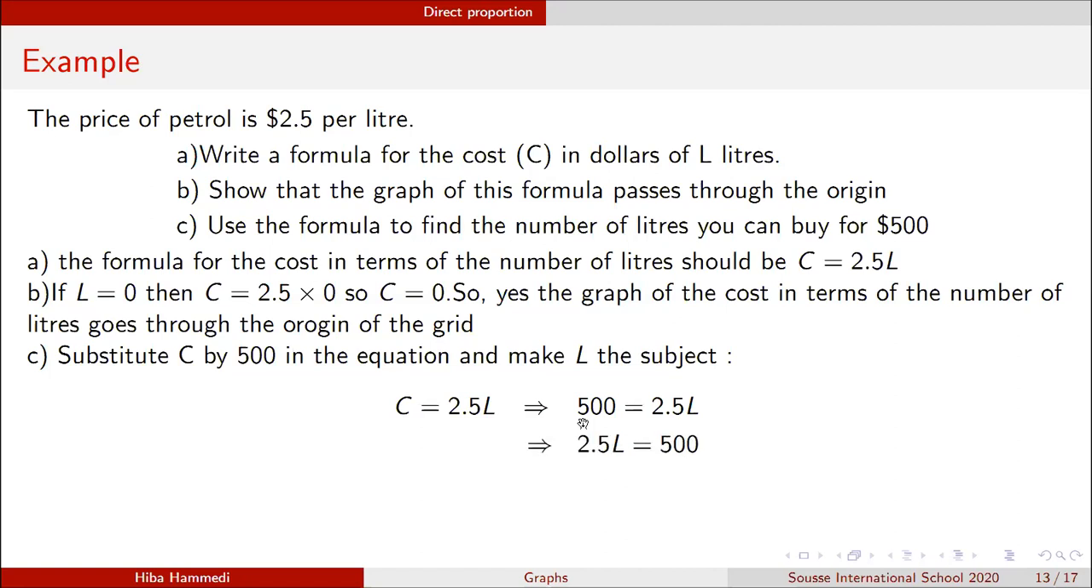Then I will flip the two parts of the equation. So 2.5 times L is equal to 500. And then I will divide both sides by 2.5. Right? And doing that, I will get that the number of liters that I can buy with $500 is equal to 200 liters.